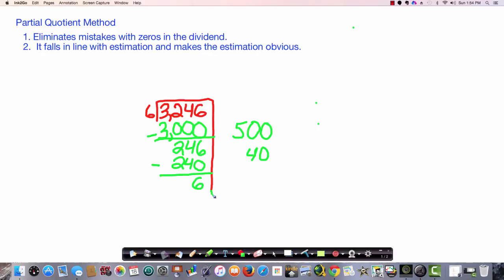This time I got 6. So how many times does 6 go into 6? It goes in 1 time. Okay, 6 times 1 is 6, so I'll put it down here, and I subtract and I get 0. The last step is I add all these together to get my quotient. So I add it together and I get 541. So that would be my answer. On the top I would write 541.